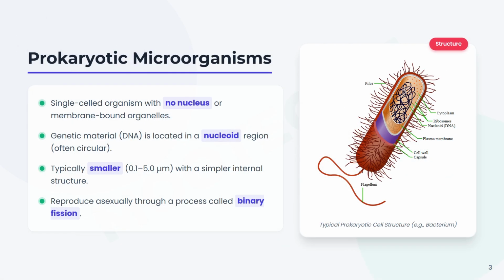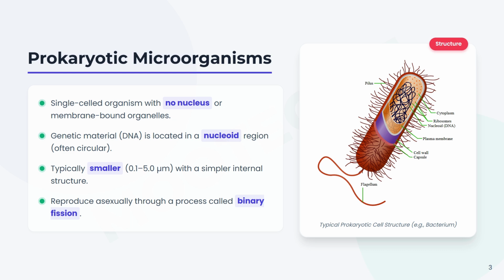A prokaryotic organism is a single-celled organism with no true nucleus or other membrane-bound organelles. Its genetic material, the DNA, is simply located in a region called the nucleoid, and this DNA is often in a circular shape. These cells are typically much smaller, ranging from 0.1 to 5.0 micrometers, and they have a simpler internal structure. They reproduce asexually through a very efficient process known as binary fission, where one cell splits into two identical copies.